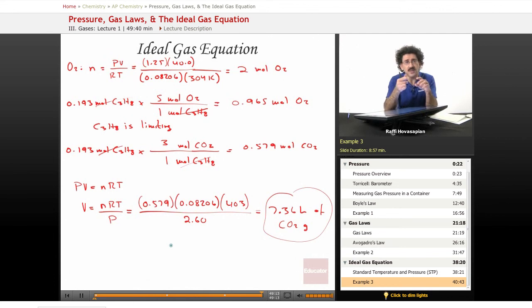Okay, so we talked about the gas laws, we talked about the ideal gas law, we talked about pressure, and we talked a little bit about the molar volume of a gas at standard temperature and pressure. So hopefully this gives you a little bit of a sense of the power of working with gases and working with the ideal gas equation in all of its various manifestations.